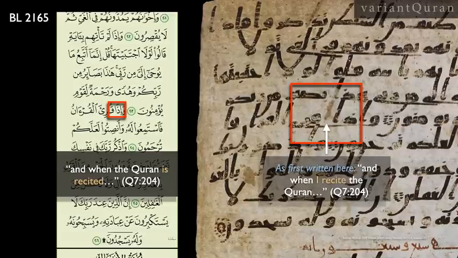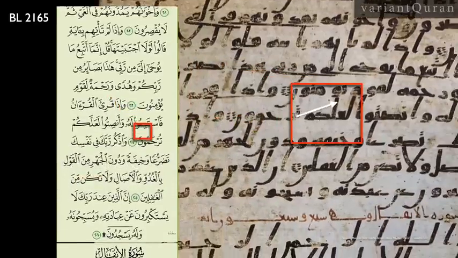In other words, the verse would read, when I recite the Quran, listen to it and remain silent so that you may receive compassion, rather than as it is today, when the Quran is recited in the passive sense, listen to it and remain silent. So it makes sense. It's interesting that this manuscript was first written that way. I don't know if that was the intended meaning by the person who wrote it down, but that is how it was first written.